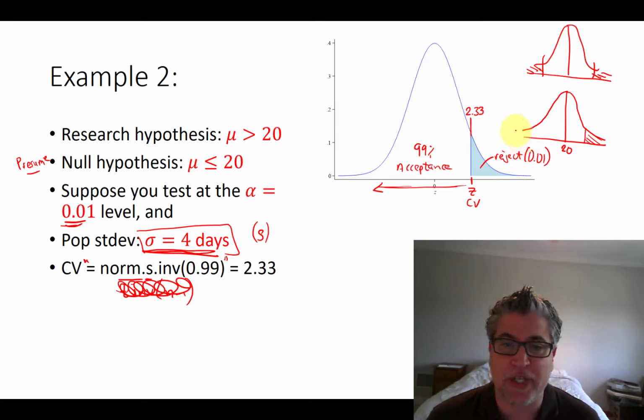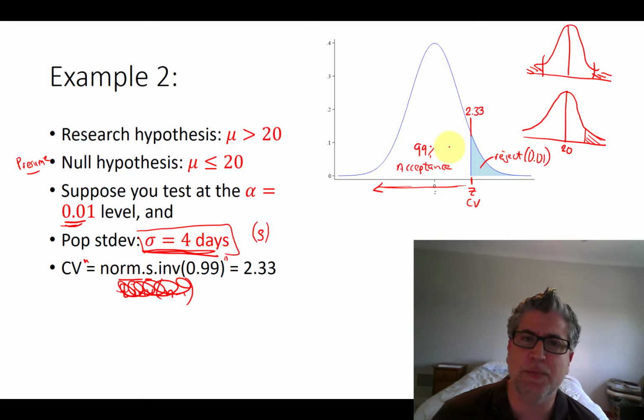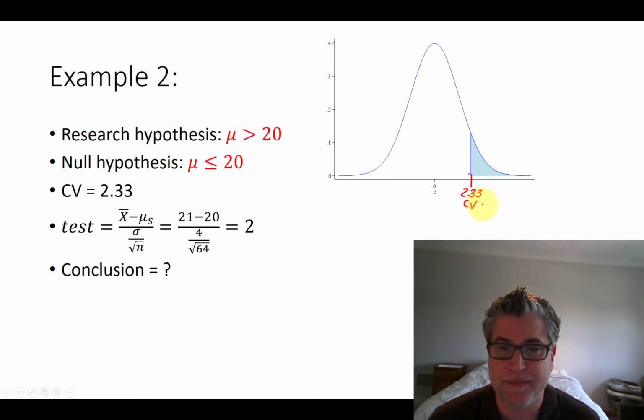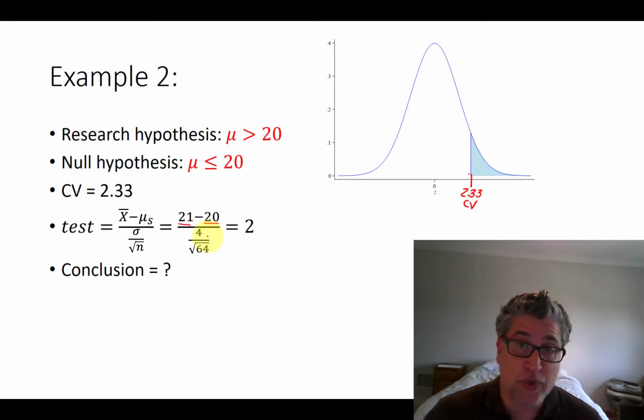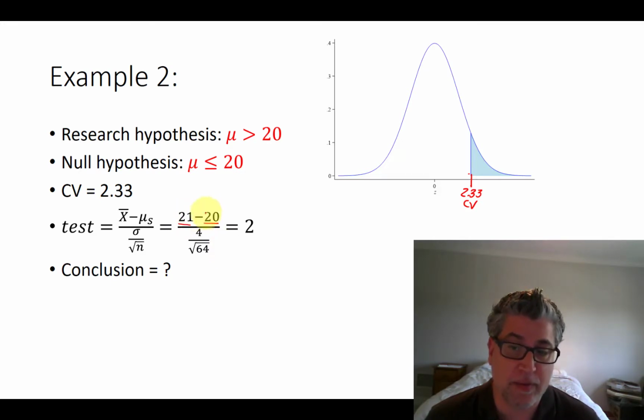Next thing we've got to do is actually collect our sample, calculate our test statistic, and see whether we're in the rejection region or the acceptance region. So let's pull up our sample info. Okay, so what's our test statistic? Now, we ran our test on 64 people. We gave them our drug, and they lived 21 days rather than 20 days. So among our treated patients, they live on average 1 day more than usual.